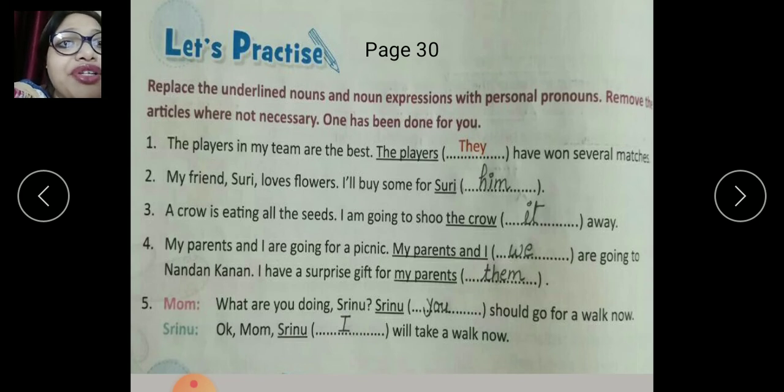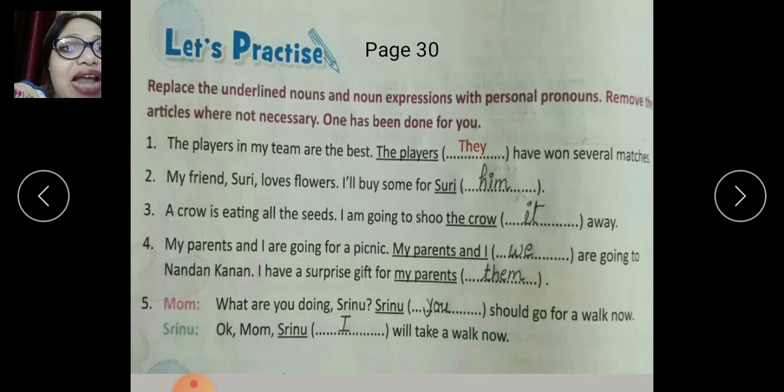Next one, my friend Suri loves flowers. I'll buy some for Suri. So instead of Suri, we will use him. Similarly, we'll complete this exercise. A crow is eating all the seeds. I'm going to shoo the crow. So the expression crow is changed to it.